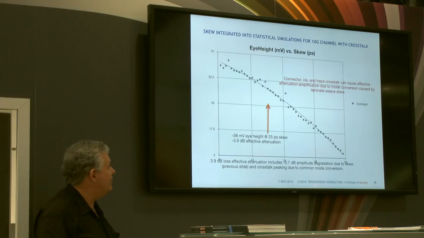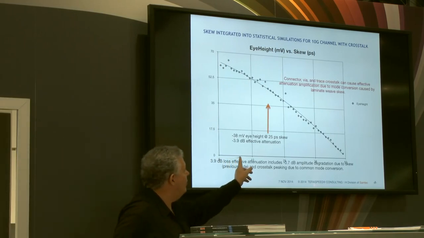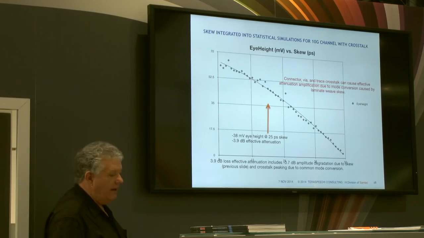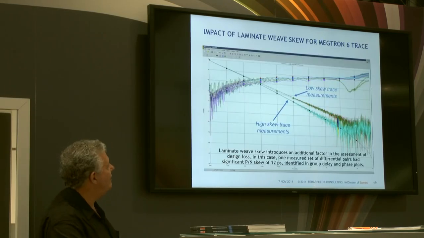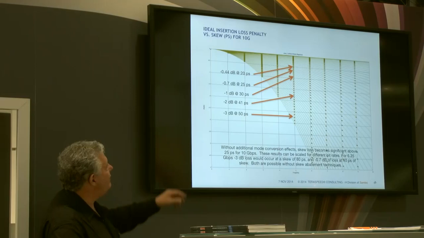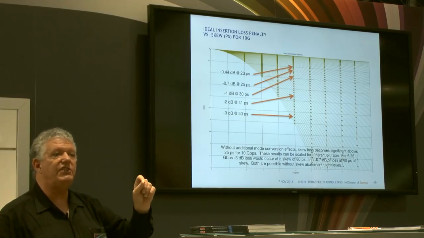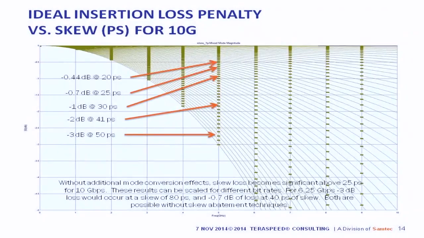So this was a case where we did a statistical simulation of an interconnect going through a backplane and connector system, and we increase the skew as we go through that system. And you see that what happens is, in the previous slide at 25 picoseconds, there was only 0.7 dB of attenuation. That's negligible. It's a very, very small amount.